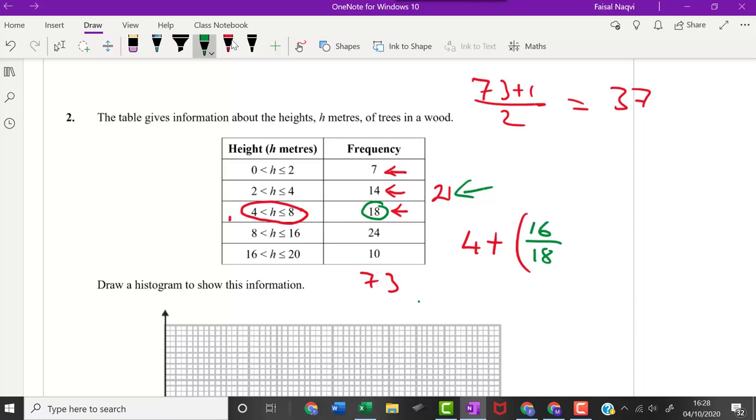And how big is a class width? It's the difference between 8 and 4, which is 4. If I put that into the calculator, I get 7.56 meters, rounded to 2 decimal places.